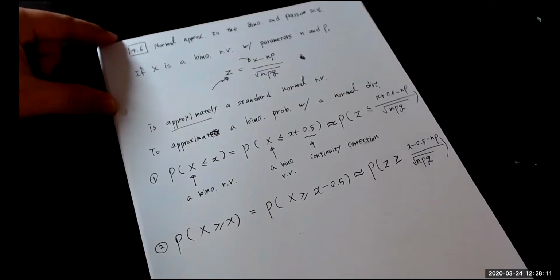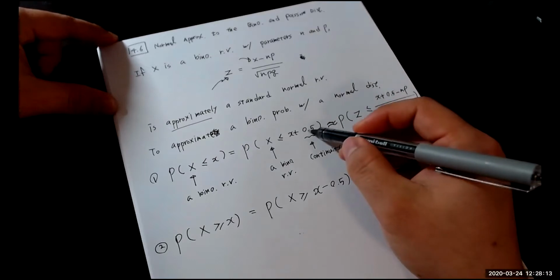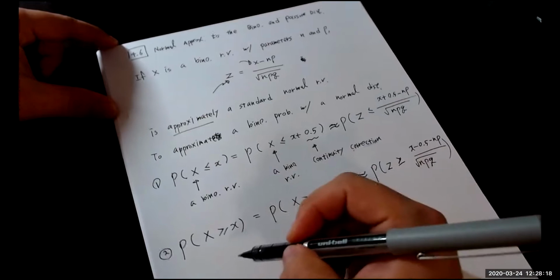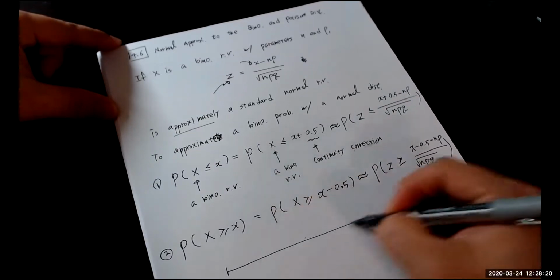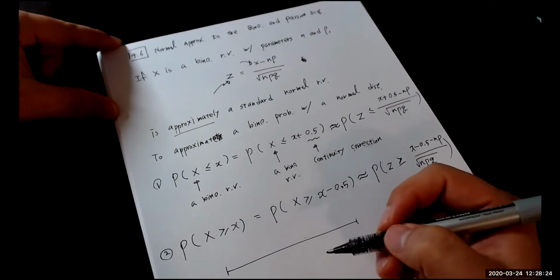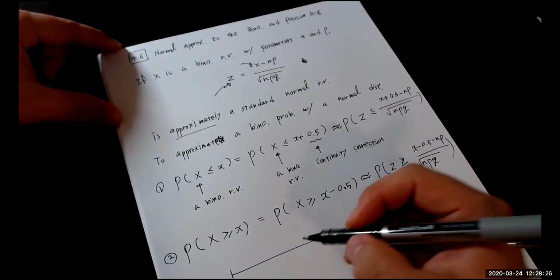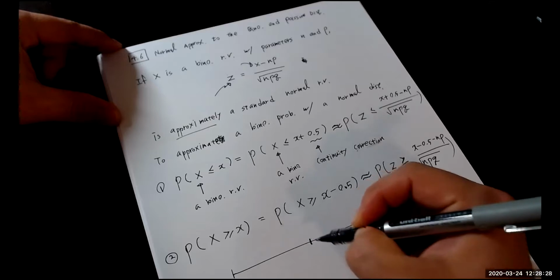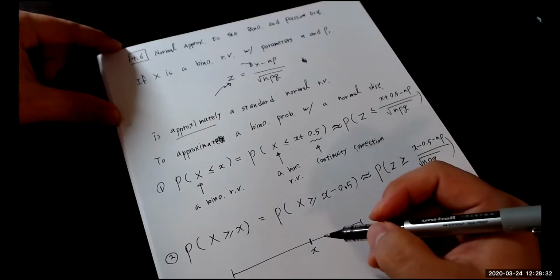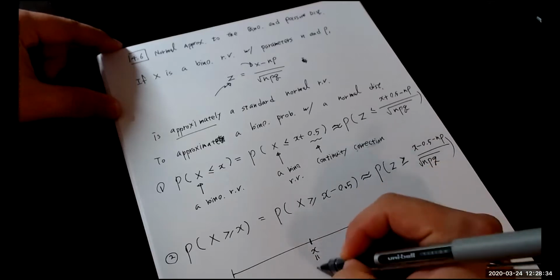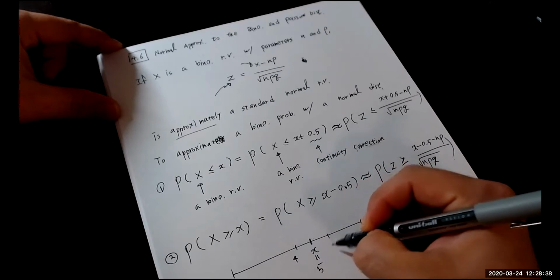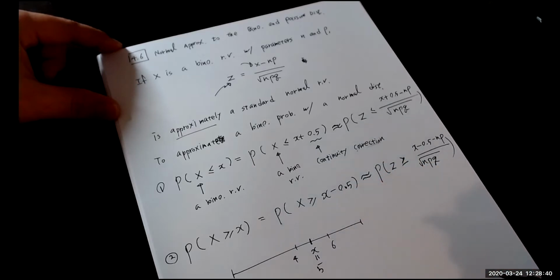So why do we have to add 0.5 in the first case and subtract 0.5 in the second case? Look at this. Let's say this is a specific value of the random variable x, for example 5, and there is 4 here, and 6 right here.